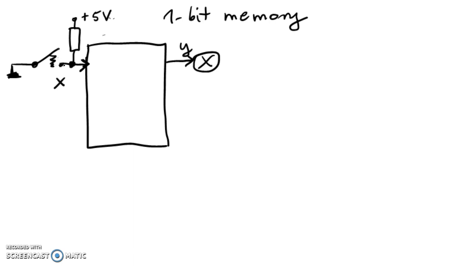The button returns to its default position, open position when you release it. And the default position means logic 1 because of this pull-up resistor, which forces a high voltage to this input, and if you press it, you simply ground the signal and produce 0. And let's assume that 0 will mean no light and 1 will mean that the light is on.